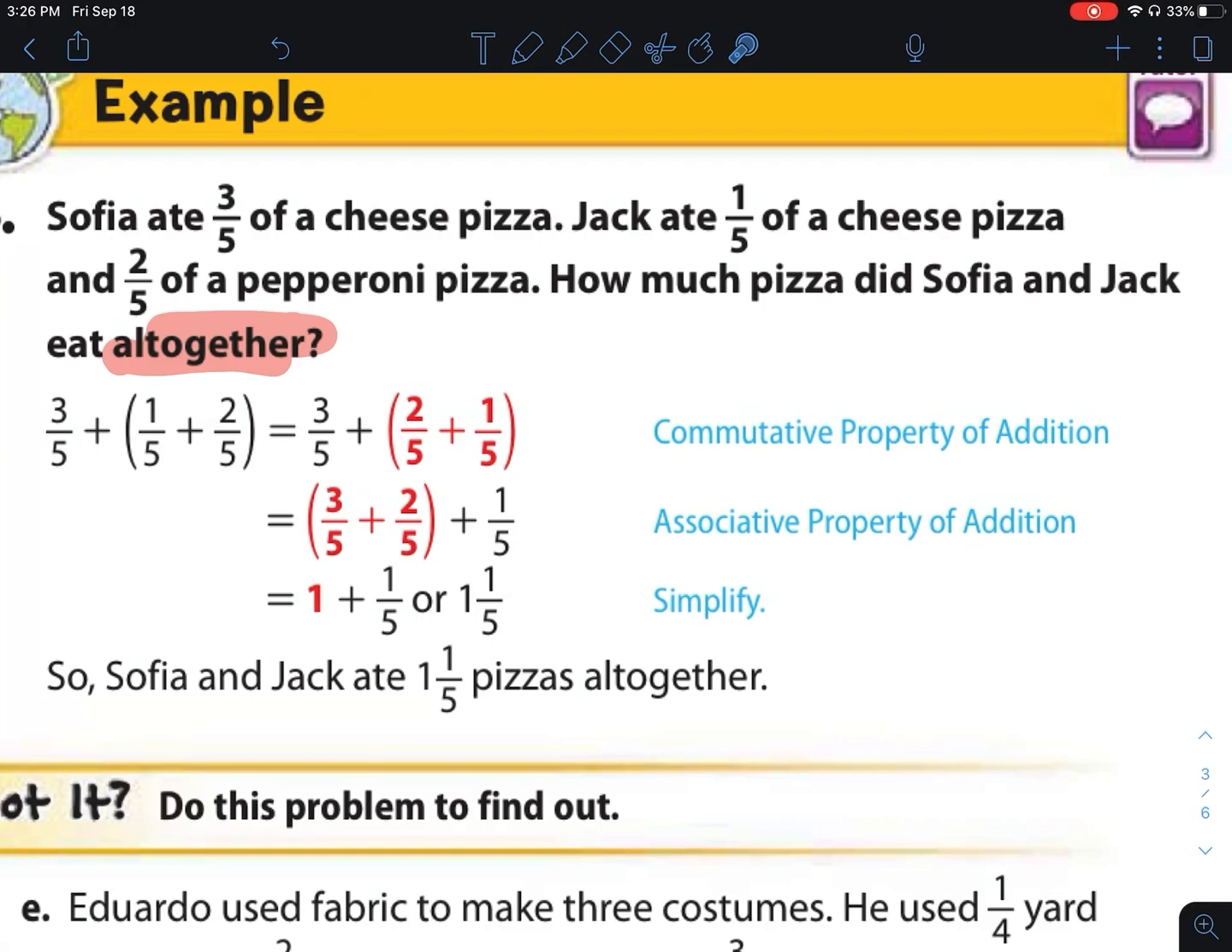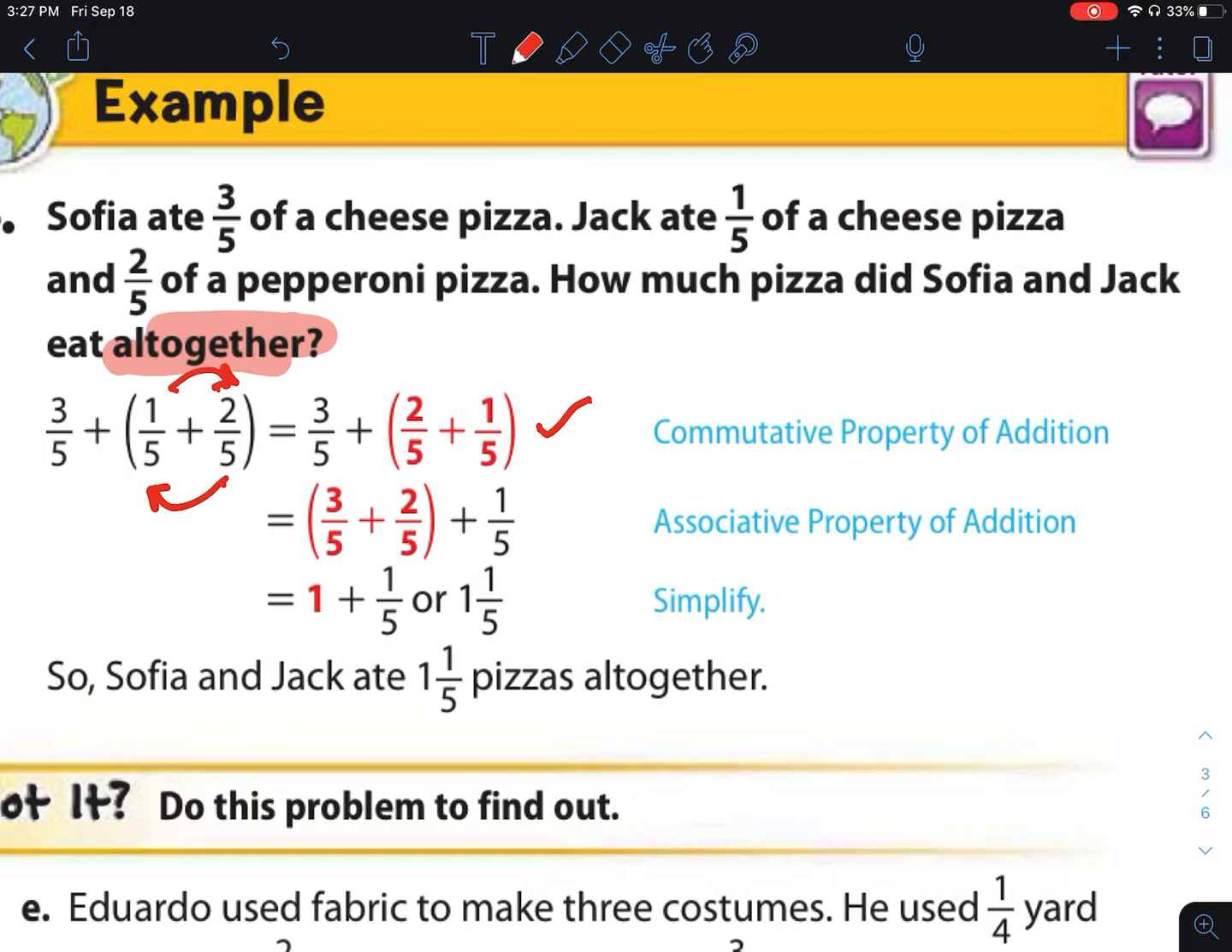Okay, the commutative property states that we just have to move the numbers around. We simply move 2/5 here and 1/5 over there, and that's the reason why you have this. So we move this here and we move that there. Using the commutative property, we end up with 3/5 plus 2/5 plus 1/5.